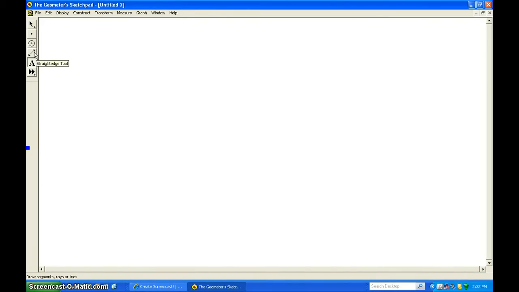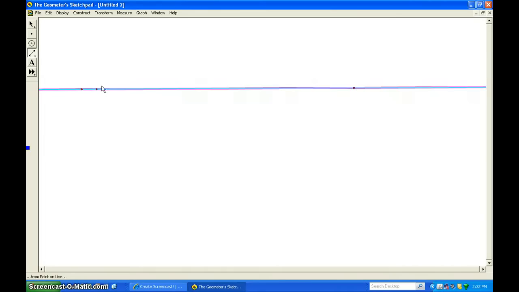Okay, next we're going to create a line. So you click on the line tool. You may have to go over here and select the line, the one with the two arrows on the ends. And then I want you to create a line going horizontally across. Once a line or something is highlighted like this one is, that means that it's selected. Next, I want you to click on the point tool and create a point down here.